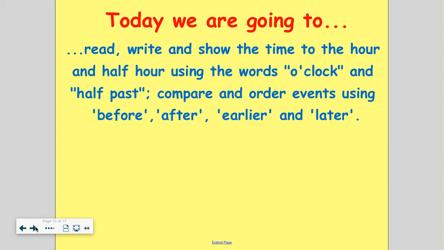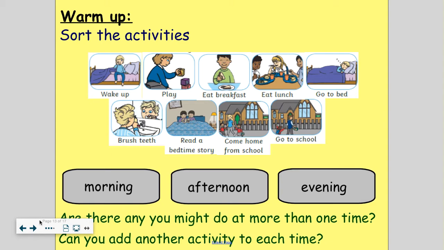So let's get started. I have a warm-up activity for you to try today. Have a look at these activities on the screen, and I wonder if you can sort them into the times of day we do these activities. The ones we do in the morning, that's usually when we've woken up. The ones we do in the afternoon, around the middle of the day. And the ones we do in the evening, this is often when it gets a little bit darker, at the end of the day.